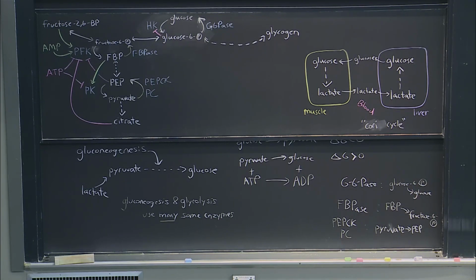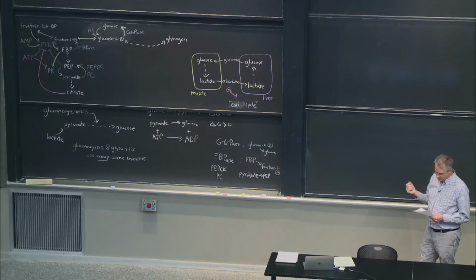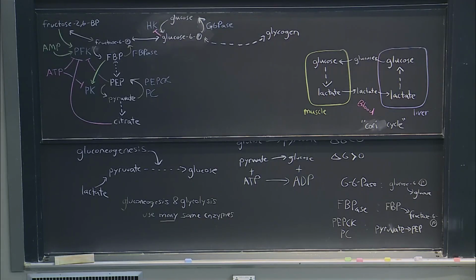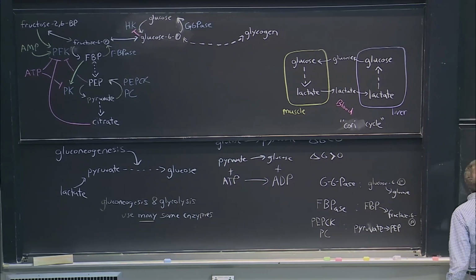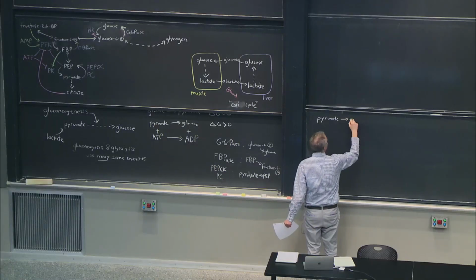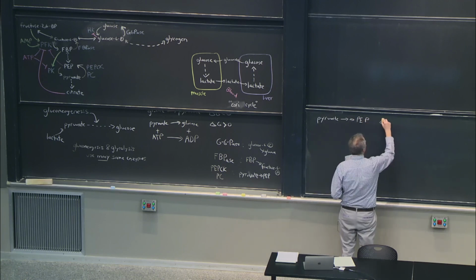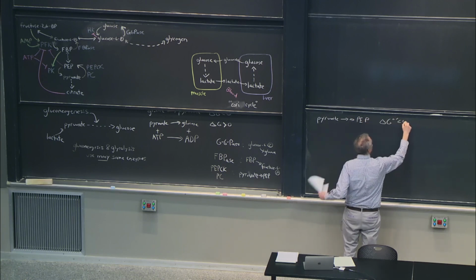And so we need a new pathway with 2 steps in it. That's why there are 2 enzymes, PC and PepCK, that are there to create a pathway where pyruvate to PEP now becomes favorable. That is, where delta G naught prime is less than 0.